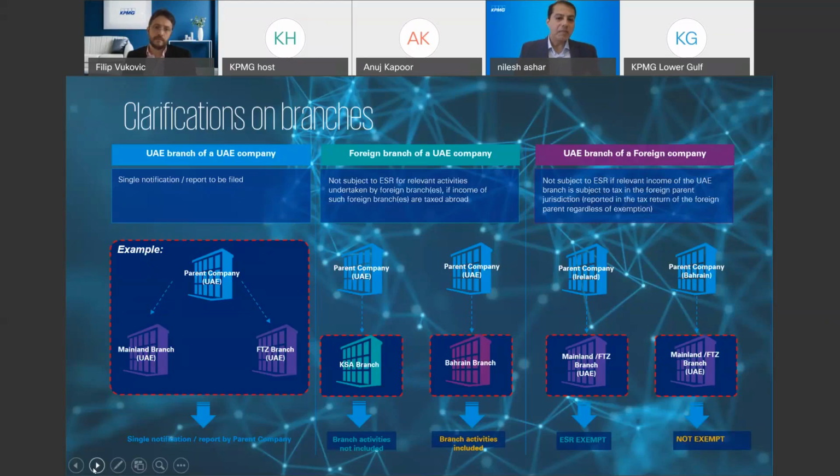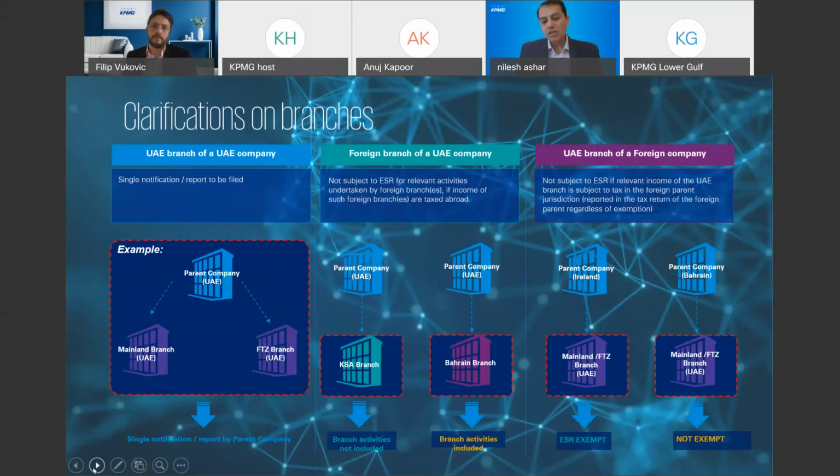Now, obviously, that's a fairly blanket statement. We need to look at what reported to tax means in the context of the parent company's domestic tax legislation, and whether there's an actual line item in the tax return that needs to include the UAE branch, or does it need to be part of the tax computation, or is otherwise claimed under an exemption with the tax authorities in the parent company.